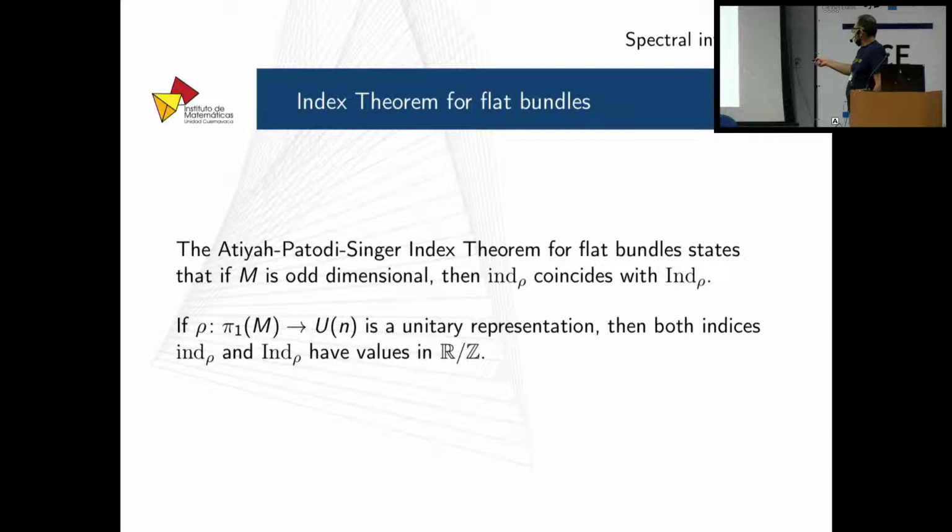And as I said before, if the representation happens to be unitary, then the twisted operators are also self-adjoint, and the indices have values not in C mod Z, but in R mod Z. So for instance, if the fundamental group is finite, we will have values in R mod Z. Okay.